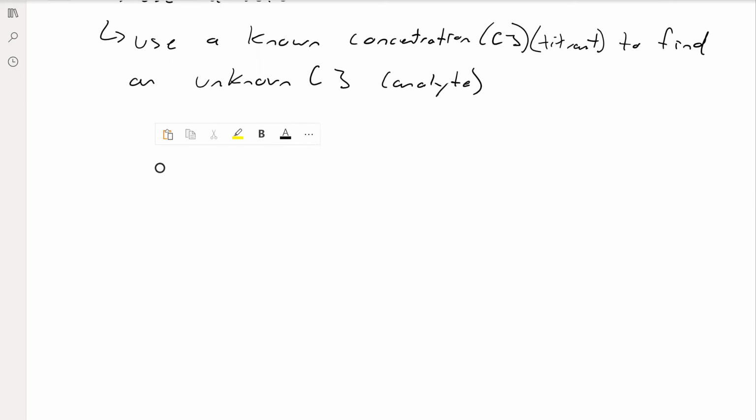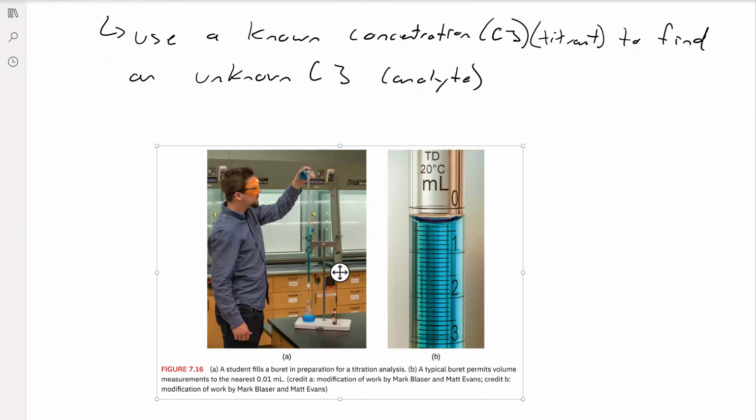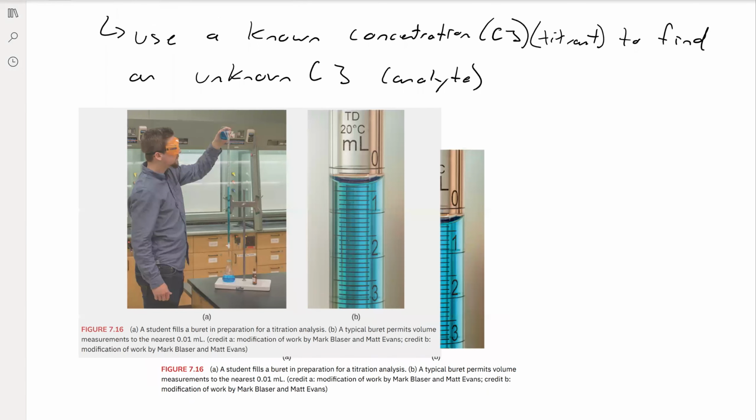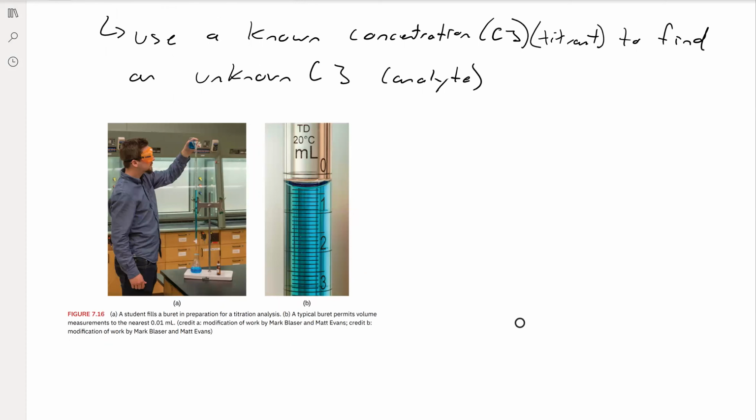So here's just a picture from your textbook of somebody doing a titration. Obviously, their solution is kind of this bluish, so it's most likely some kind of copper compound in the solution. And then to the right, you can see a zoom in of the burette. So for titrations, you need to know when to stop. That's what's known as the endpoint.